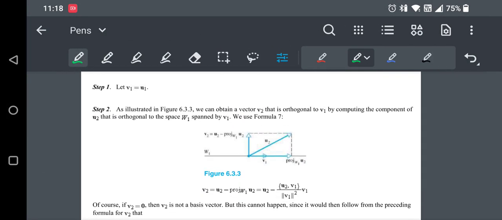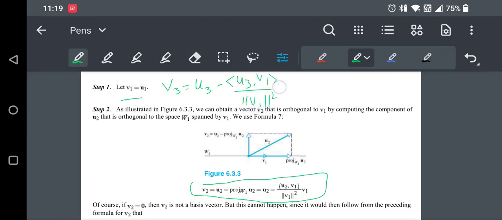For this, you need to follow certain procedures. Take v1 as u1 and v2 as u2 minus the inner product of u2 comma v1 by norm v1 square into v1, and this is nothing but u2 minus projection of u2 under w1. Similarly, to calculate v3, the formula is v3 is equal to u3 minus inner product of u3 comma v1 divided by norm v1 square multiplied by v1 minus inner product of u3 comma v2 divided by norm v2 square multiplied by v2.